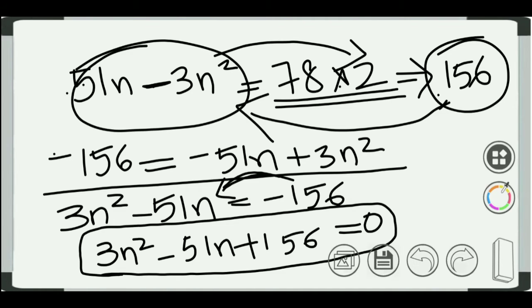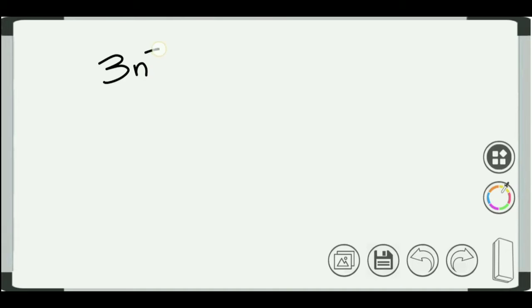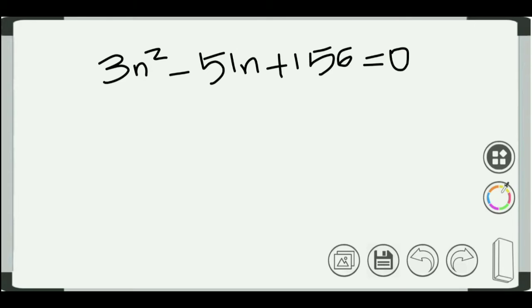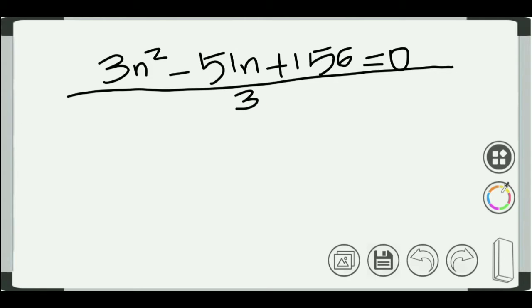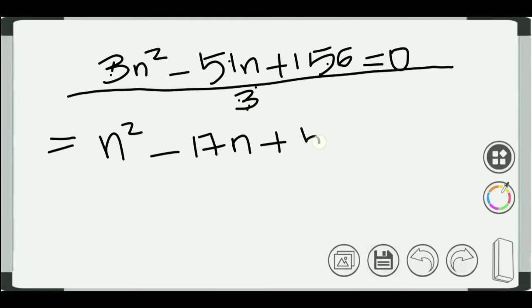3n square minus 51n plus 156 is equal to 0. This is your equation. So if you want, you can simplify more. How? The whole divided by 3. You can simplify it more. That is, 3n square divided by 3, the 3 got cancelled. n square minus 51 by 3, 17n, plus 156 divided by 3, 52. I have made it even shorter so that it will be easy to calculate.